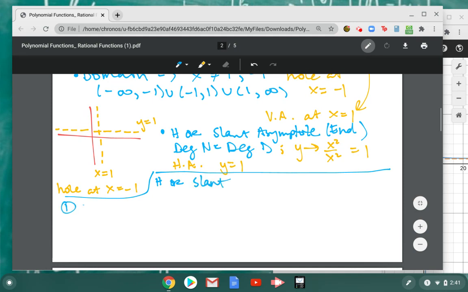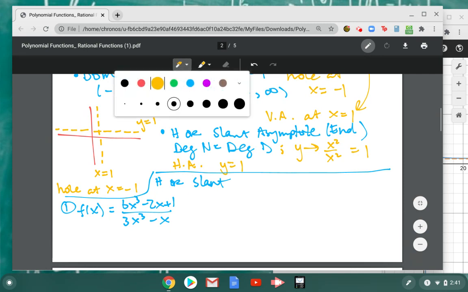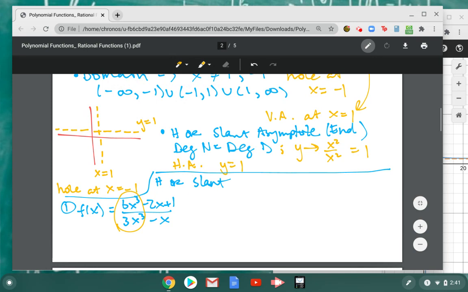So here's our first example. Let's say that we've got f of x is equal to 6x cubed minus 2x plus 1 over 3x cubed minus x. I notice that my degrees are equal, like we had in the last one. Since the degrees are equal, I just look at those lead terms. Y is approaching 6x cubed over 3x cubed. The x cubes cancel, and I can go ahead and reduce. And this gives me a horizontal asymptote at y equals 2.